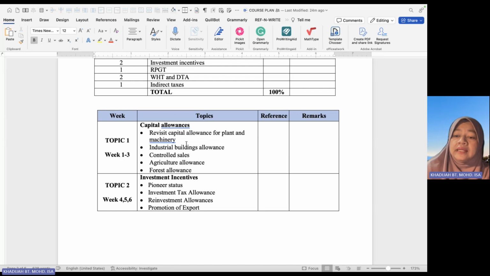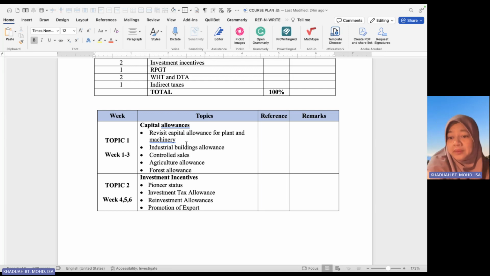It means that if you are in the agriculture industry, most likely you go for agriculture allowance. And on top of that, you may also claim capital allowance on plant and machinery. For example, you have a plantation. Of course, you have the agriculture expenditure. You need to buy the seeds, you have to buy the land. But on top of that, you also have your tractor. So this tractor is a motor vehicle, right?